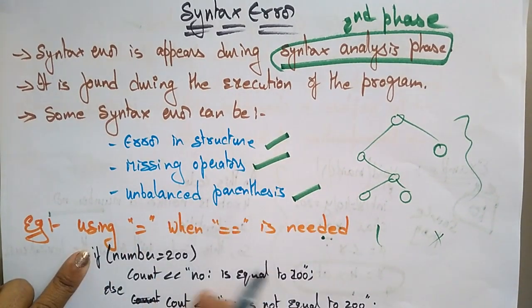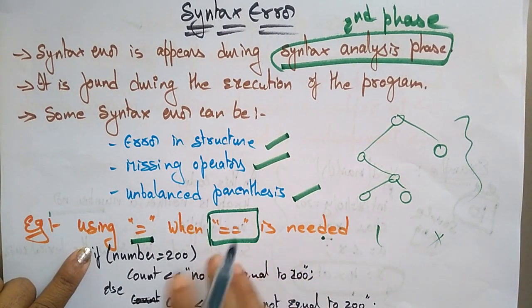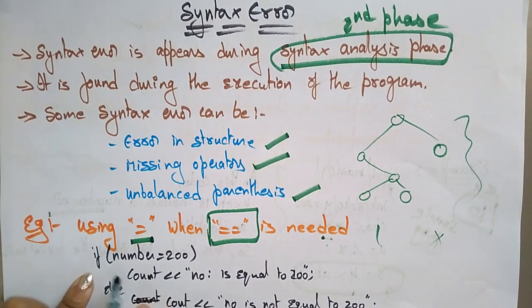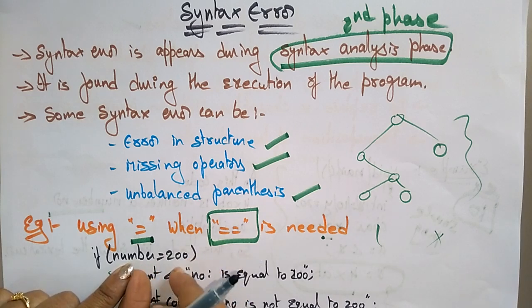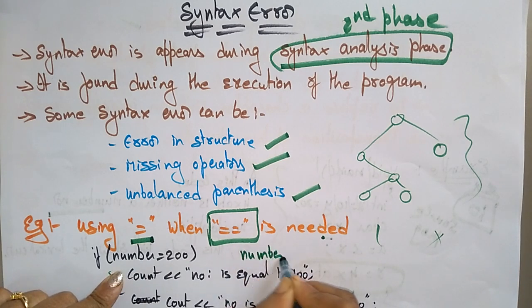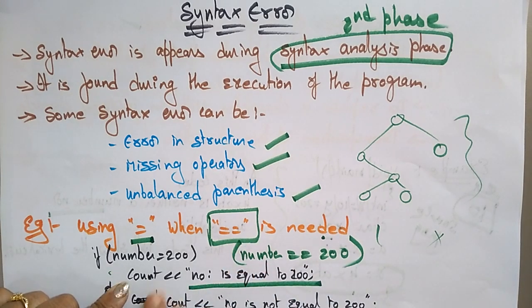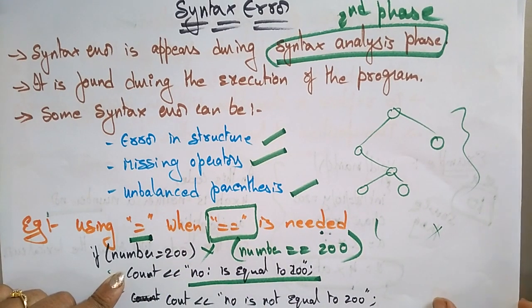An example for syntax errors is when you use only a single equal sign where a double equal sign is needed. Let's see here: if number is equal to 20, print number is equal to 200, or else print number is not equal to 200. But when you're checking the equality, you need to write number double equal to. So this is the correct syntax. Here the syntax is wrong, this is a syntax error, so it prints number is not equal to 200.